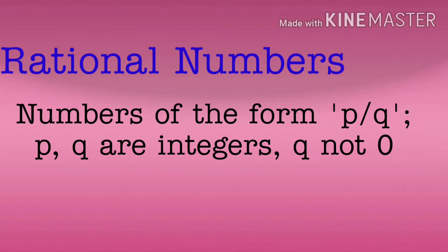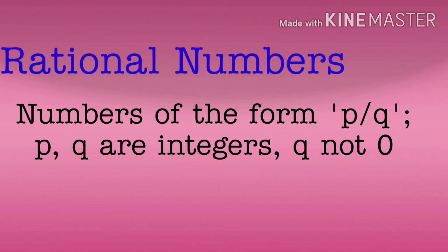You already studied rational numbers and their definition. What is the definition of a rational number? Numbers of the form p by q, where p and q are integers and q not equal to 0. p is the numerator and q the denominator, and the denominator is not equal to 0.